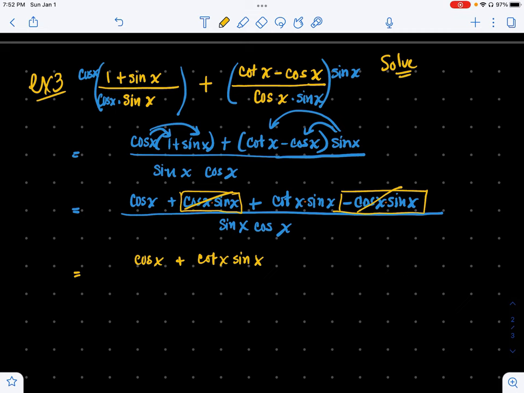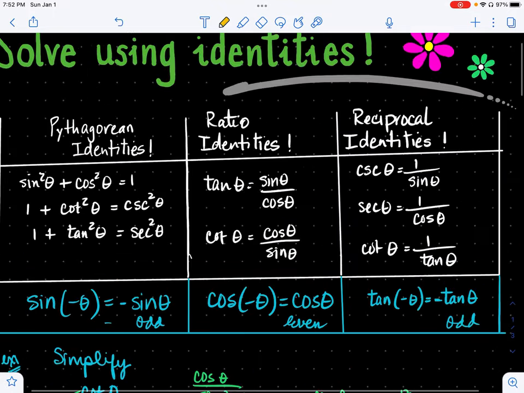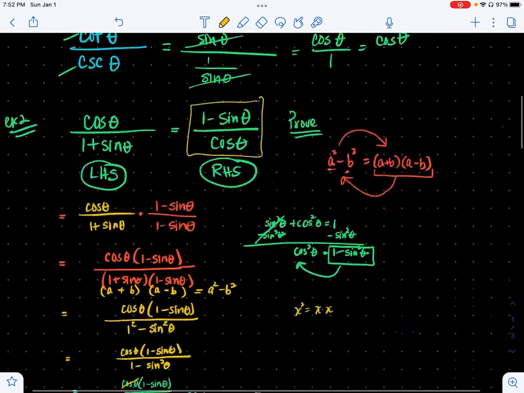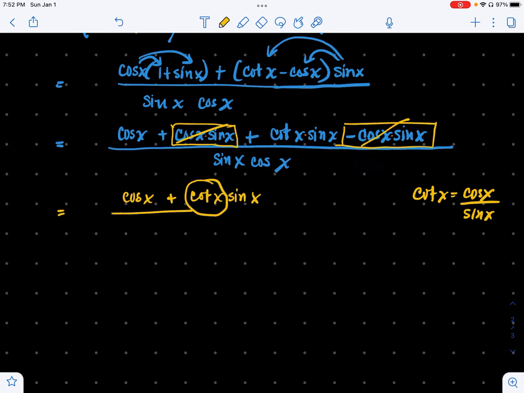You know what? Just from experience, I do know that cotangent x is the same as cosine x over sine x. That's the reciprocal identity. There are only two of them right there. So I'm going to go ahead and use that. And that triggered me just because I know that after I replace cotangent with cosine over sine, the sines will cancel out. So I'm going to go ahead and do that. Let me finish this off first.